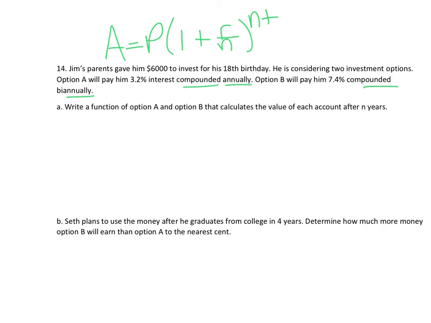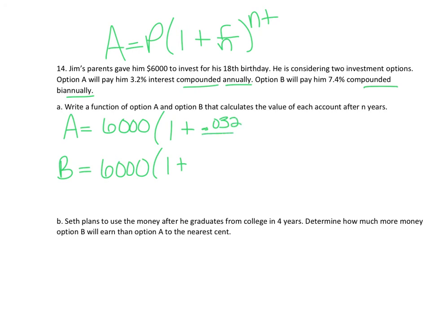T is your time. So we're going to do option A first, 6,000, 1 plus, actually both of these equations are going to be very similar, just slightly different. So first one has 0.032 compounded annually, which means 1 is your N, and then 1 times T is your exponent. And then you're going to have 0.074, and that's going to divide by 2 because biannually means 2 times a year is N. And then to the 2T.